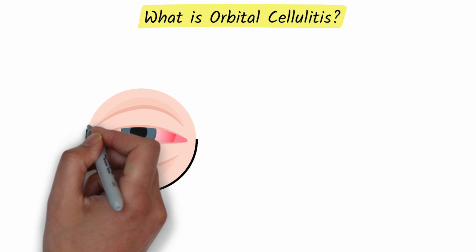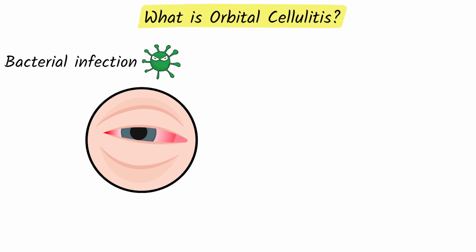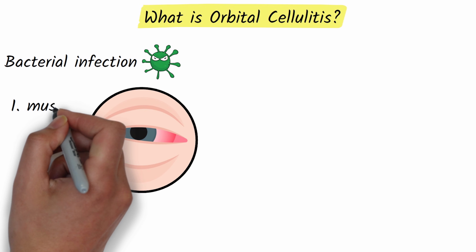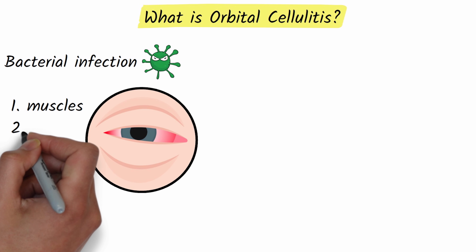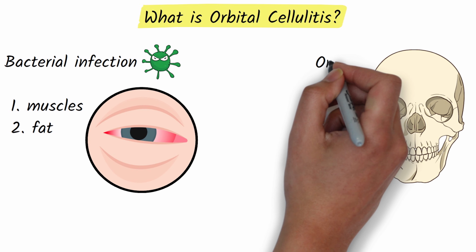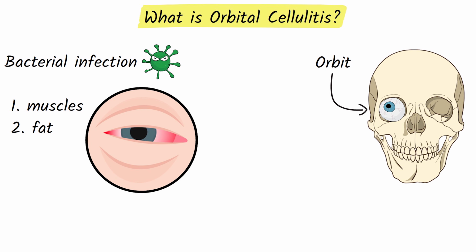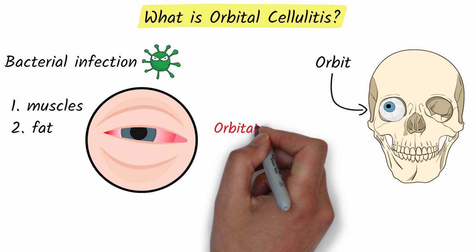Orbital cellulitis is a serious bacterial infection that affects the tissues behind your eye. This includes the muscles that move your eye and the fat that cushions your eyeball inside what doctors call the orbit. Think of the orbit as the bony socket where your eyeball sits. This condition occurs behind a thin layer of tissue called the orbital septum.